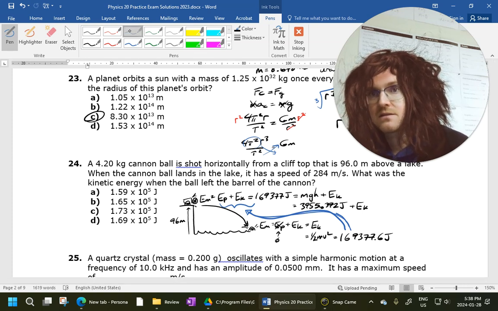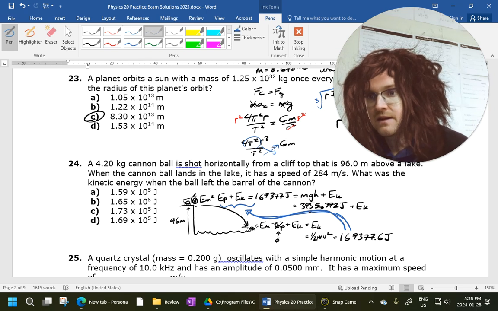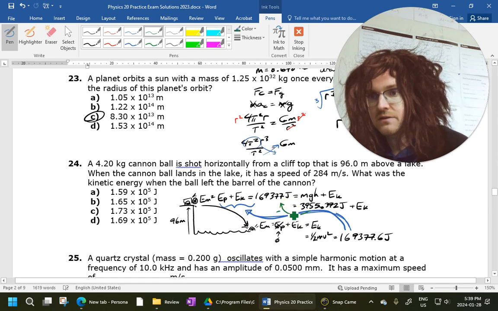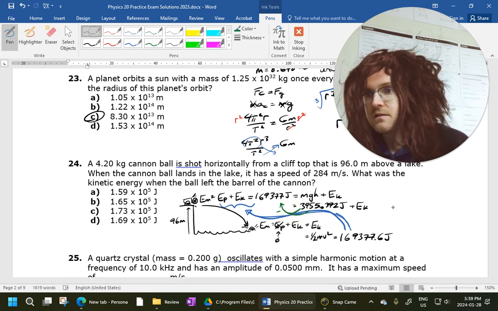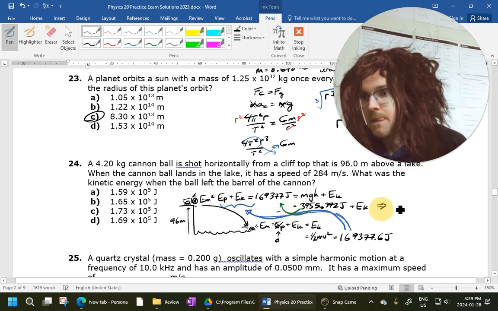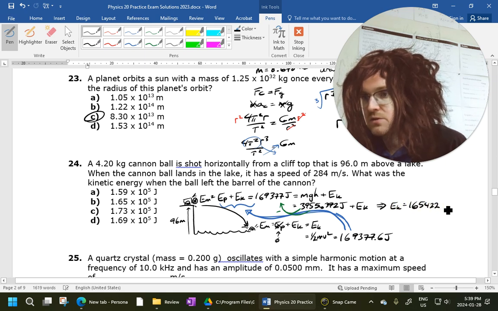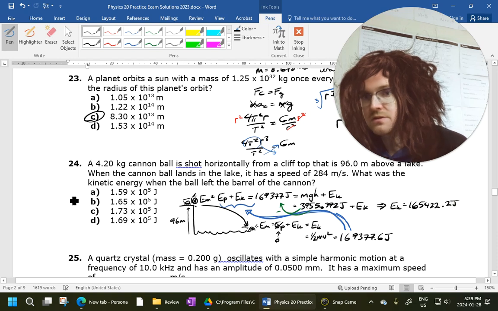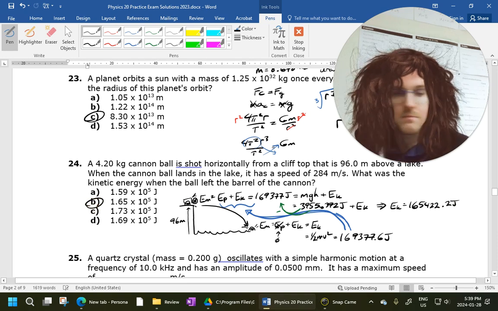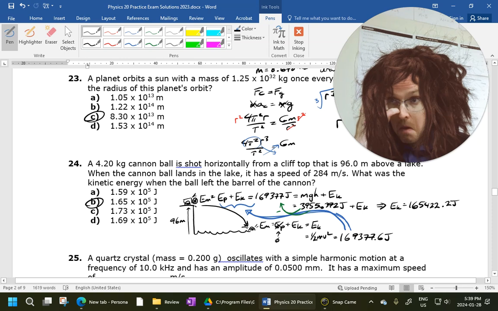If I subtract the other answer from this number, I find the EK to be 165,422.2 joules, which rounds to B there. Cool.